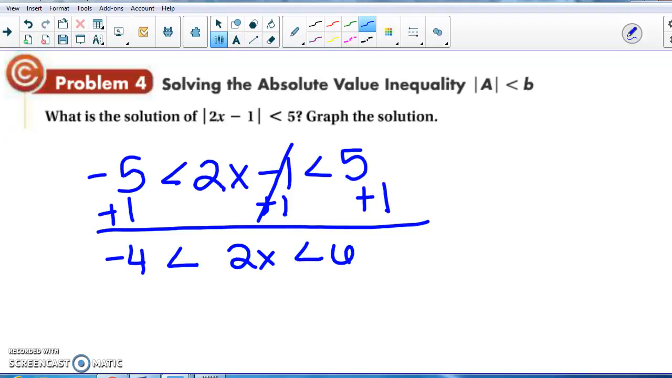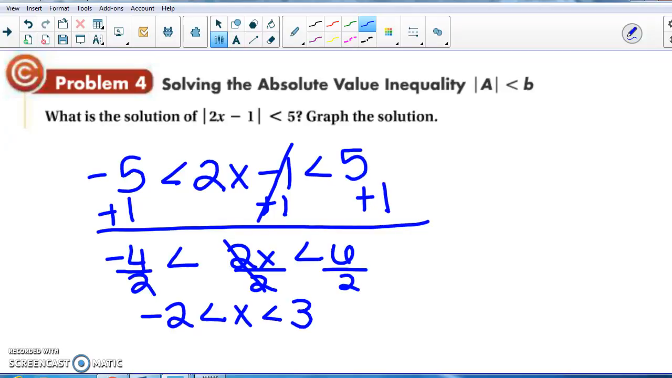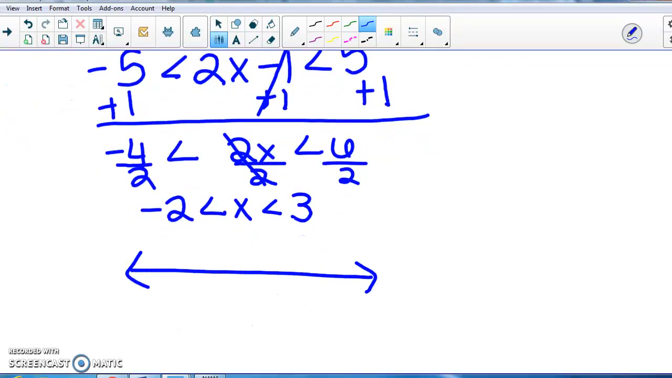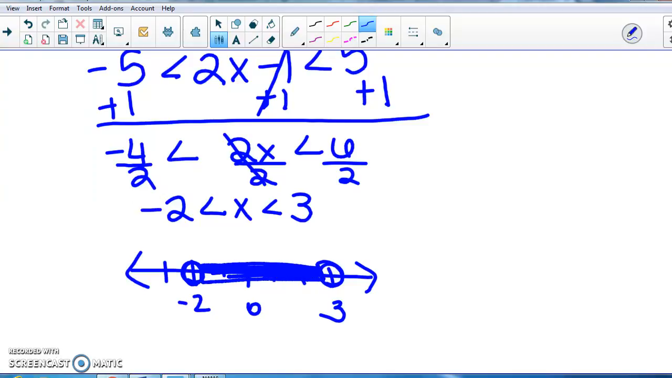And I am now going to divide by 2. Negative 4 divided by 2 is negative 2, is less than x, which is less than 3. So that is your solution, and to graph that, we need our number line. Zero, negative 2, and 3. We are greater than negative 2, but less than 3. So our solutions are between those two values.